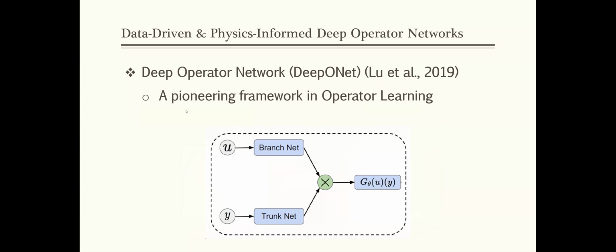Among different operator learning architectures, one of the most influential and widely used frameworks is the deep operator network, or DeepONet. In DeepONet, the input function, for example, the initial condition of a PDE, is processed by the branch net. This branch net is processing the input function, and the evaluation point where we want to compute the solution goes into the trunk net. And the final prediction is given by the inner product of the two outputs.